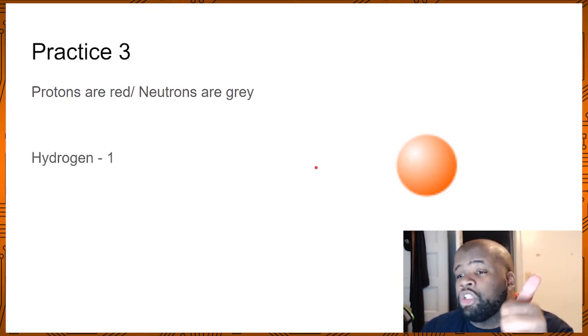Our answer is going to be hydrogen 1. Yes, this is a real atom. Yes, it is. Not only is it a real atom, 99.99% of hydrogen is actually hydrogen 1, believe it or not.